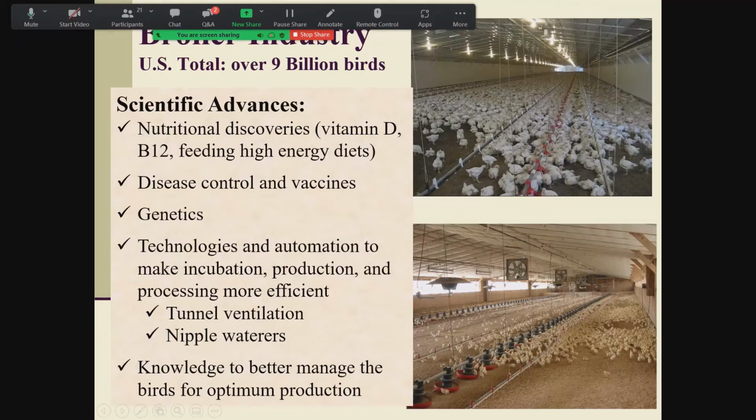Tunnel ventilation is the other thing that's good. They have the house sealed on the sides, with a huge bank of fans on one end and an open end at the other, and they can move air so well across the house and use misters. If we have a 90-degree day with high humidity, we can actually have a house that's 20 degrees cooler for the birds than the outside temperature. The birds are as happy as can be in there and don't have to worry about pneumonia and other problems.